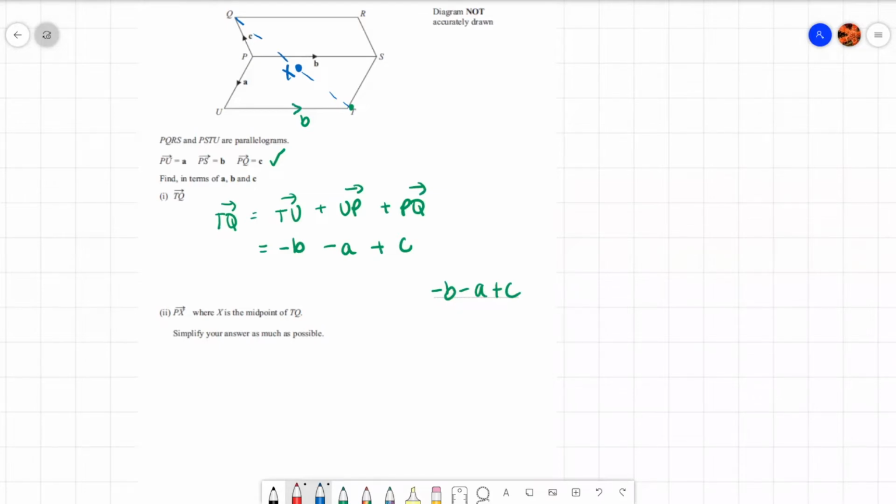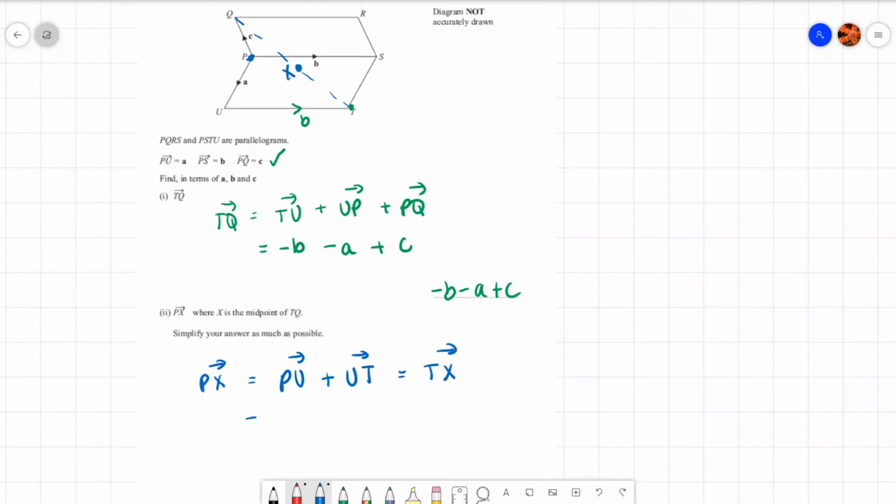Simplify your answer as much as we can. Okay, so P to X, that's what we want, don't we? Where is P? Let's have a look. There we are. Okay, that's P to X. So I want to get from P to X. So what I'm going to do is go P to U, because it's got a letter there, and then I can go plus U to T, and then I want to go to T to X.